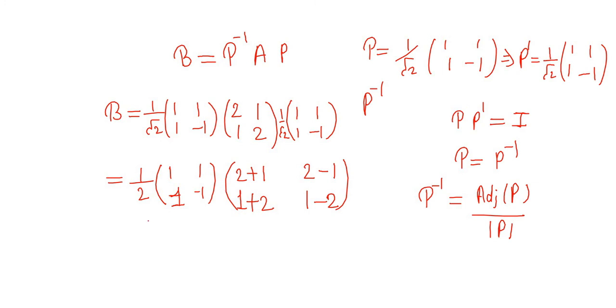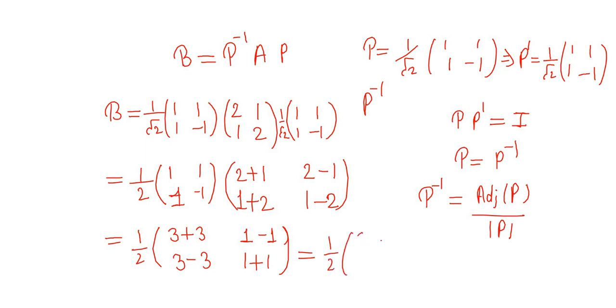Now we will multiply this. What will you get? 1 into 3 plus 1 into 3, then 1 into 1 plus 1 into minus 1. Then 1 into 3 and minus 1 into 3 is minus 3, 1 into 1 is 1, and minus 1 into minus 1 is plus 1. So the B matrix will be 1 by 2 times (6 0; 0 2). Dividing each element by 2, you will get (3 0; 0 1). So this is the answer.